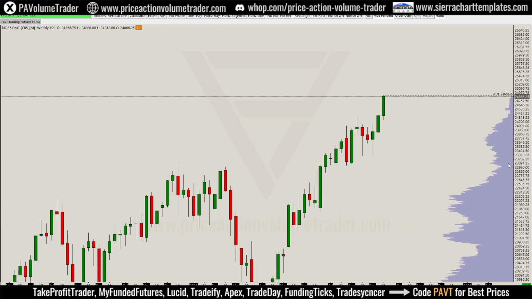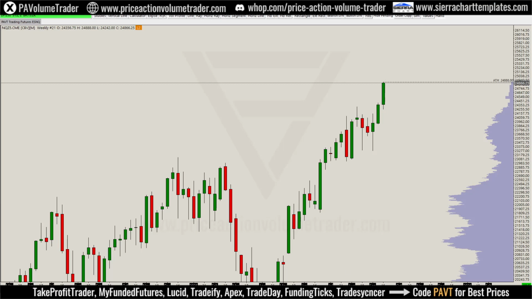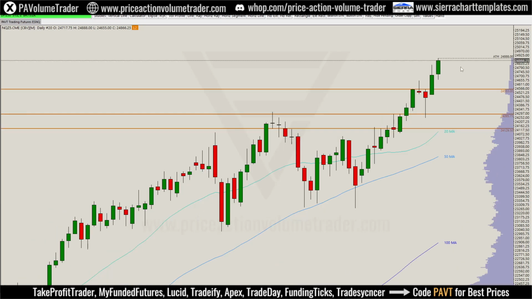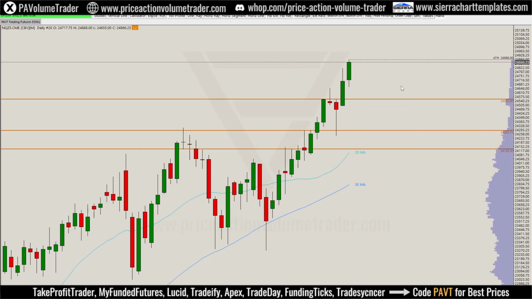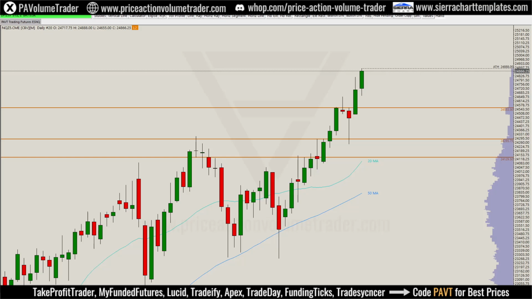Nasdaq, very bullish weekly candle, as you can see, closing right near the highs. And on the daily, we're establishing a very important level here, 24,553. 3 times resistance Monday, Tuesday, Wednesday, and then Thursday breakout. So we're looking now for a back test here.